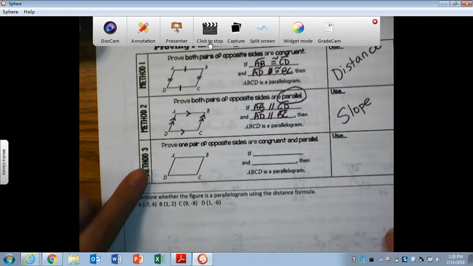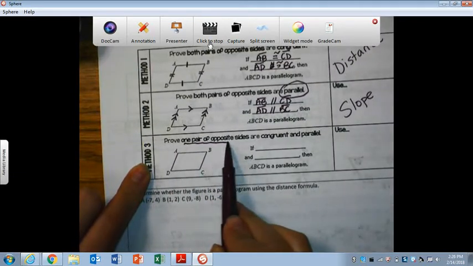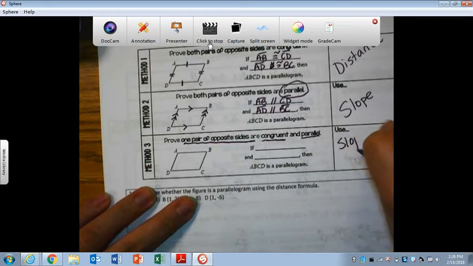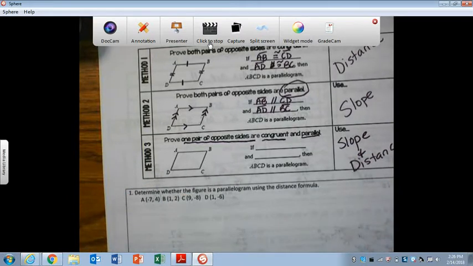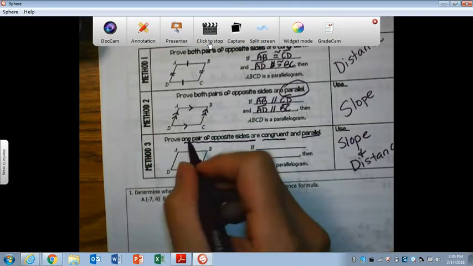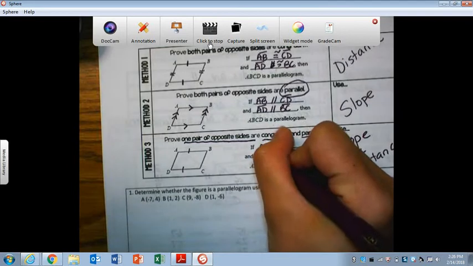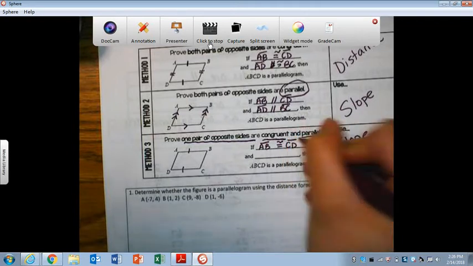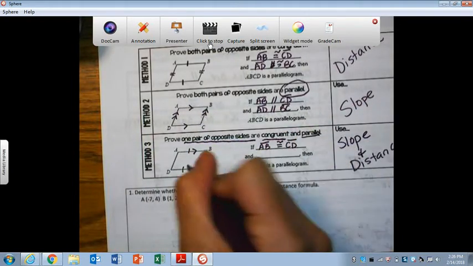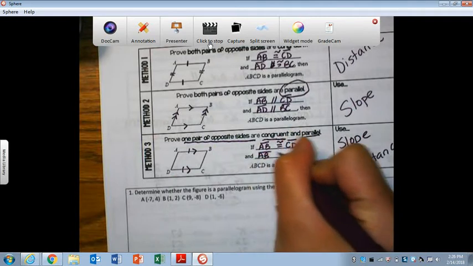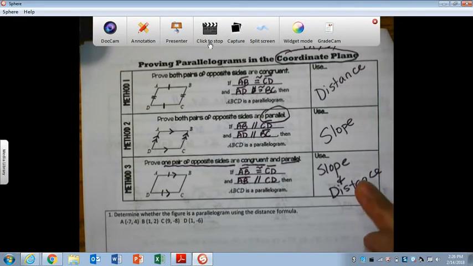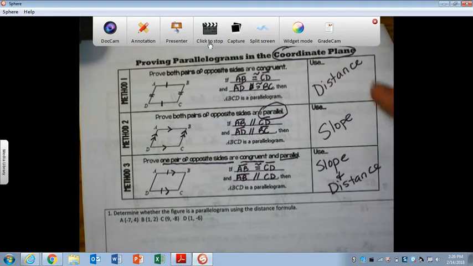Now, when you have to prove one pair of opposite sides to be congruent and parallel, you use slope and distance. Okay, so I'm just going to pick AB and CD. You want to have them be congruent. So if AB is congruent to CD, and then if AB is also parallel to CD, then the ABCD is a parallelogram. Okay, so you're going to use these formulas. Let's do a couple together, and then you could do one on your own.